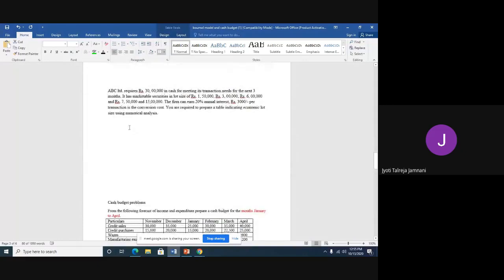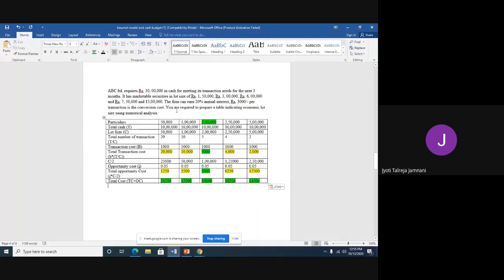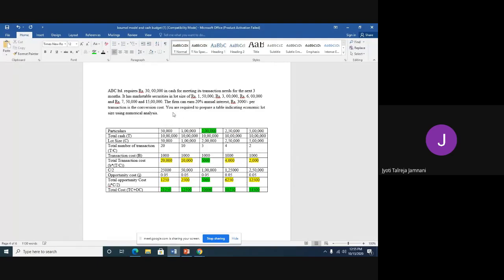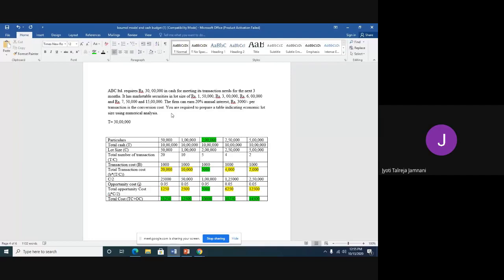Let's do one more sum now. First, we'll write down what all is given. ABC Limited requires rupees 30 lakh. What is this 30 lakh? T, total cash. Then it requires it for the next 3 months. So we have to keep this in mind now.